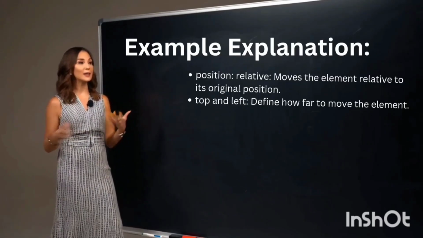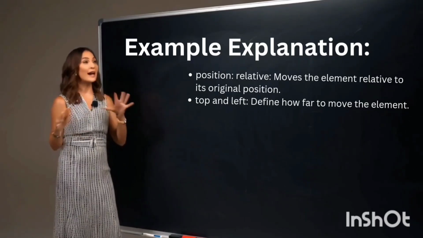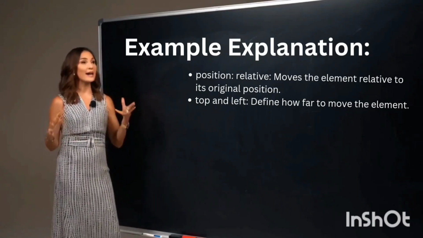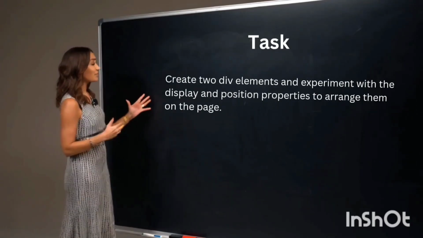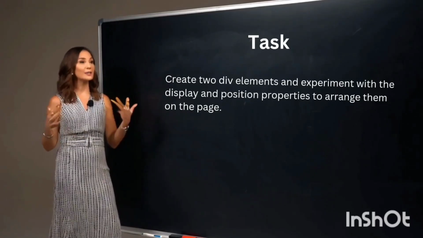Explanation. Position, relative, moves the element relative to its original position. Top and left define how far to move the element. Create 2 div elements and experiment with the display and position properties to arrange them on the page.